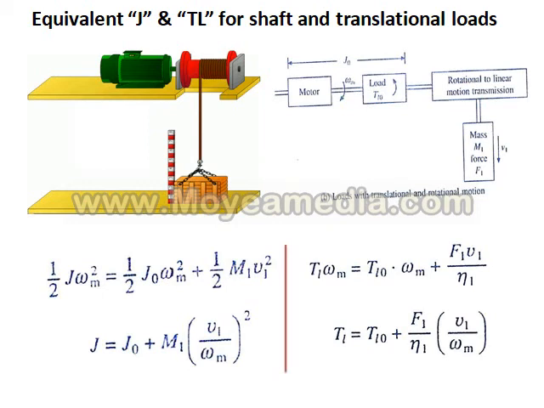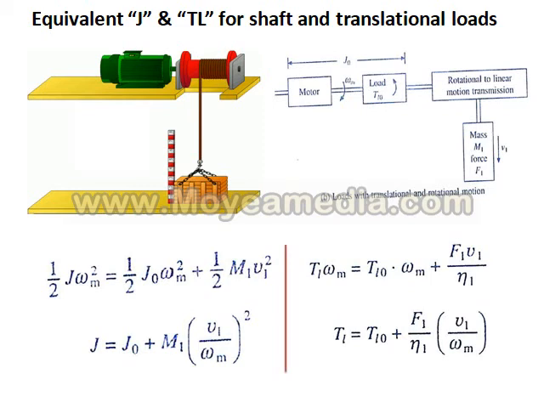Here also, writing the formula for kinetic energy, total kinetic energy half J omega square is equal to the directly coupled load kinetic energy half J0 omega square plus the kinetic energy of the translational load, half m1 v1 square. Dividing the total equation by omega m, you will get the relation J equals J0 plus m1 (v1 by omega) whole square. So this is the moment of inertia of the directly coupled load and translational load.